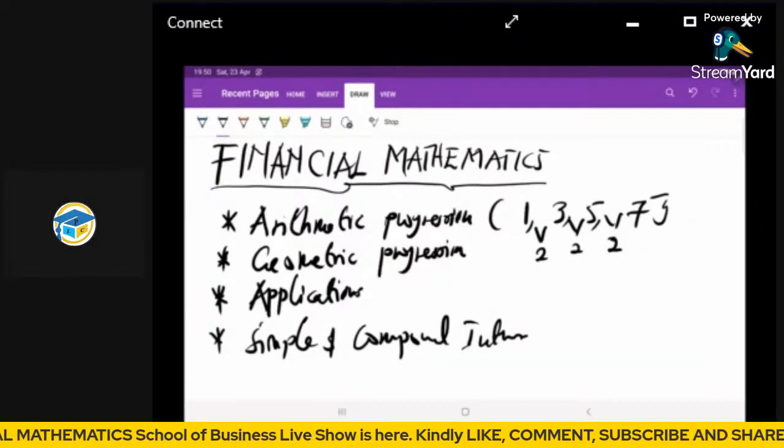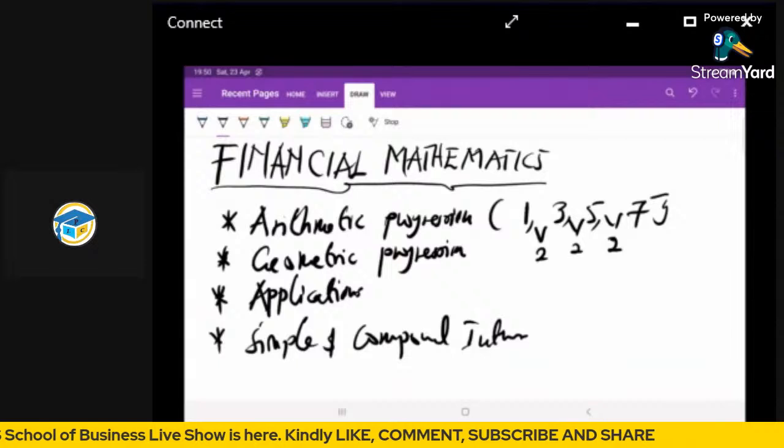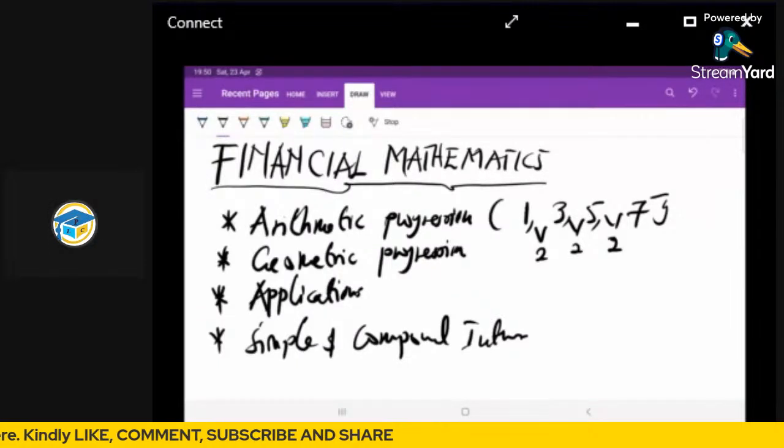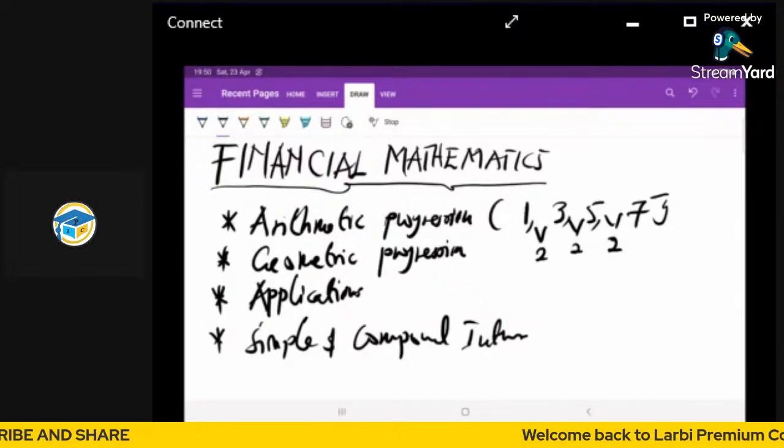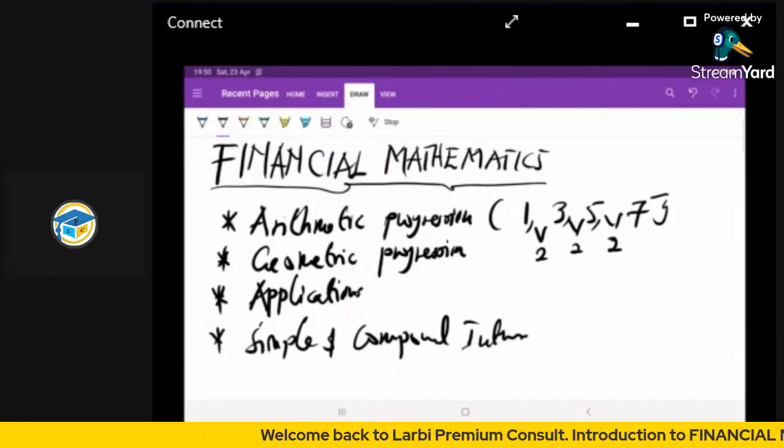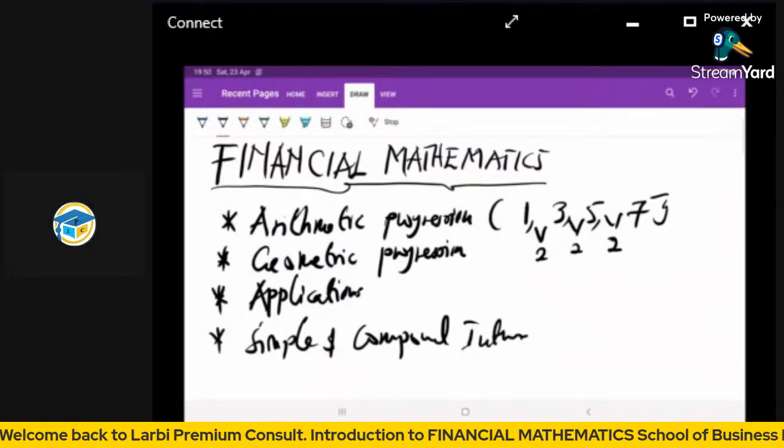numbers or items which are arranged in such a manner that from one item to another, there exists the same kind of difference. We call such a pattern of arrangement an arithmetic progression. We call it arithmetic progression.